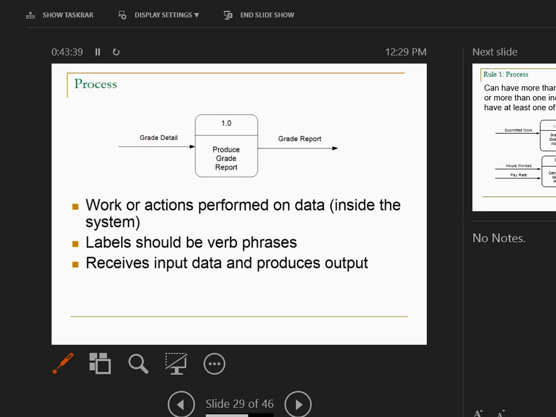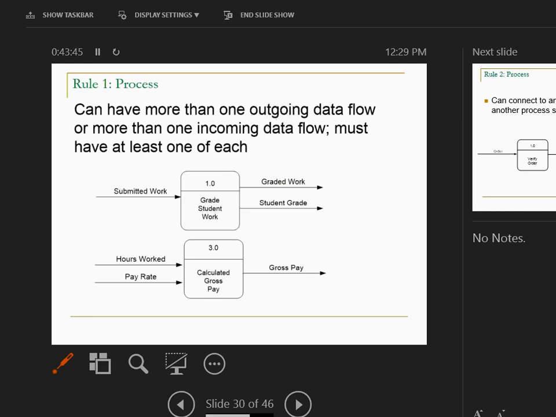You're not limited to one input and one output. You can have 17 inputs and 15 outputs. But it must have at least one of each. You can't have a black hole. You might know people who are black holes. You give them information, you never get anything out. So for a process that has only things coming in, maybe it's an external entity. If it's a destination for a bunch of reports, then make it a box. But if it's a process, it needs to have something coming out. It can't be a black hole.